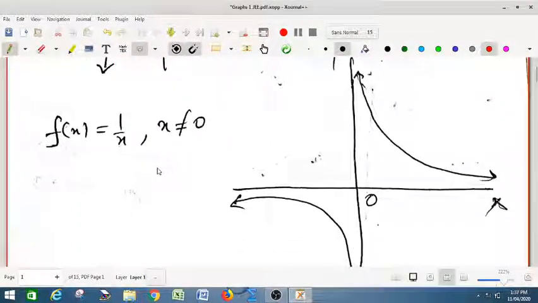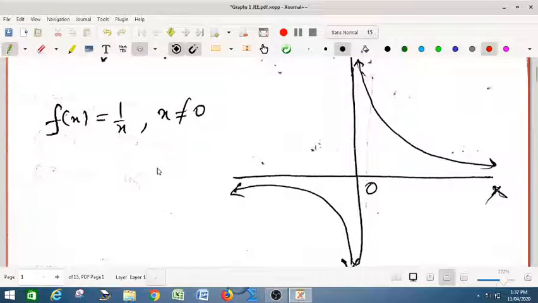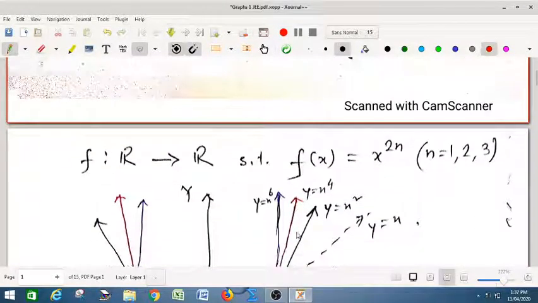Next we'll have a simple graph. This is a rational function, 1 by x, x not equal to 0. So as x tends to infinity, y tends to 0. As x goes to minus infinity, y tends to 0. So this is the graph. In the positive part this is the function, and in the negative part this is the branch. So there are two branches of this graph, 1 by x.